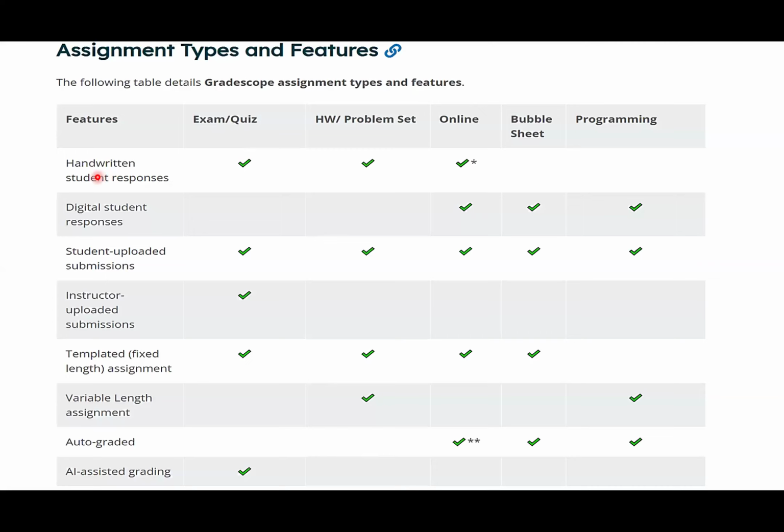You can upload the handwritten student responses, their submissions for a class test or something, and the instructor can also upload the submission. It can be variable length, because there are chances that for 5 marks some student writes only one paragraph, and some student for a similar 5 marks writes 2 pages. So we require variable length assignment support and an auto grading system. I'll talk about the AI assisted auto grading system here.